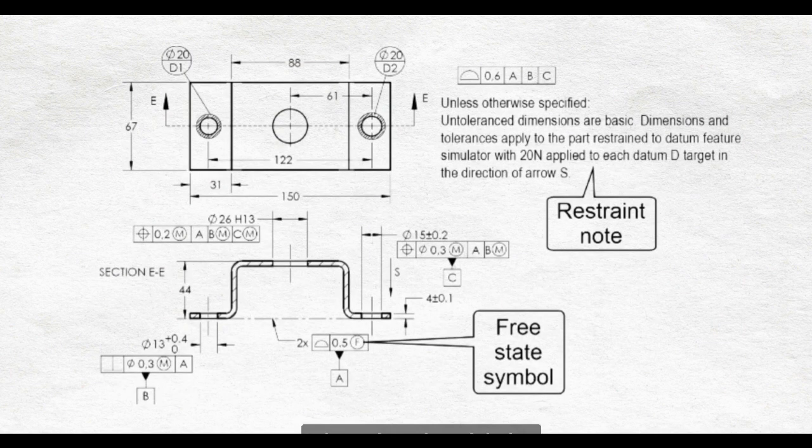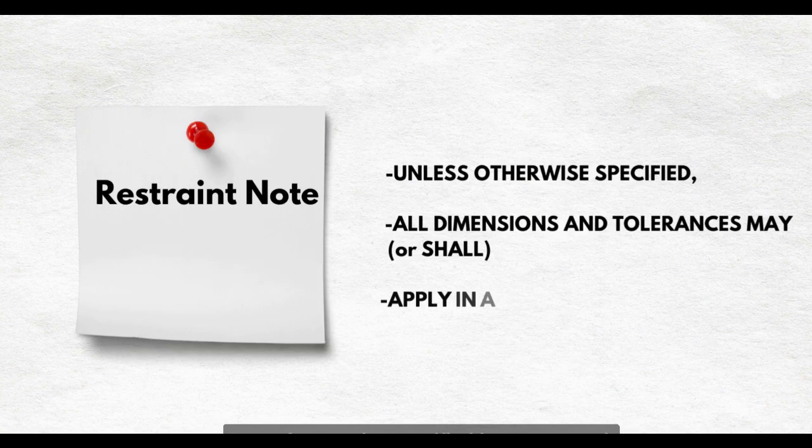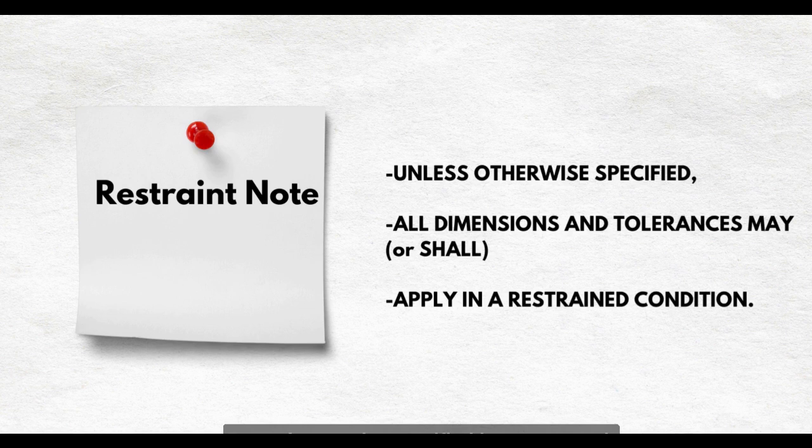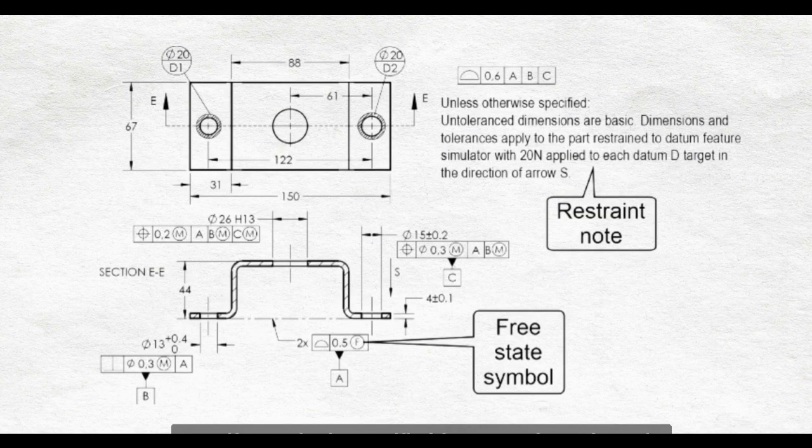Where there is a risk that restraint could introduce unacceptable distortion, the designer should specify mandatory restraint instead. Restraint may be specified by a note such as, "Unless otherwise specified, all dimensions and tolerances may or shall apply in a restrained condition."